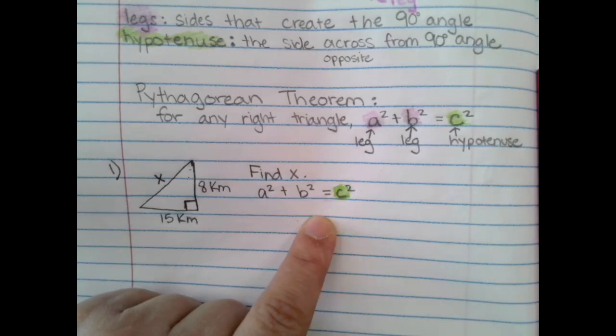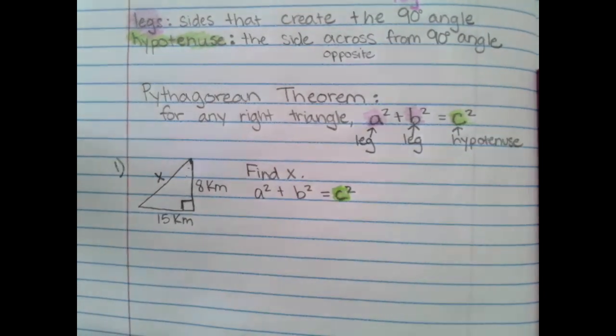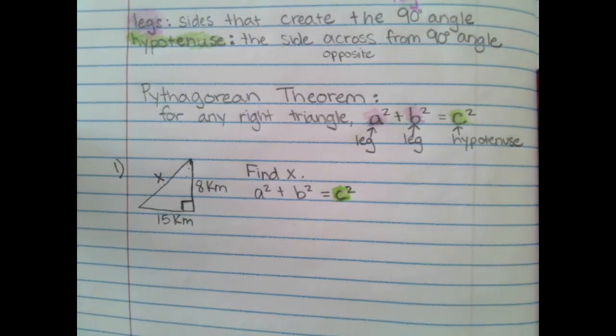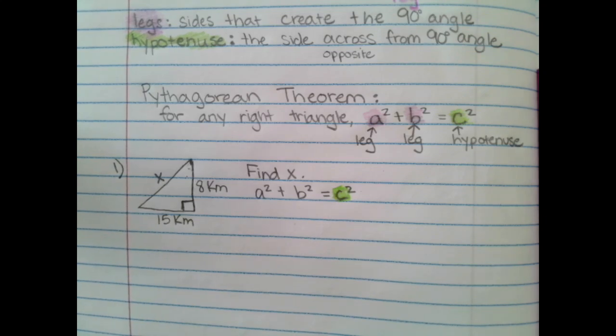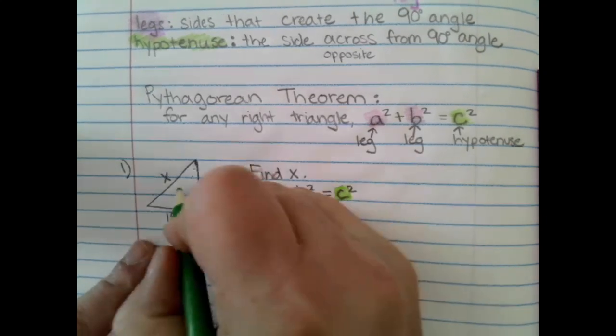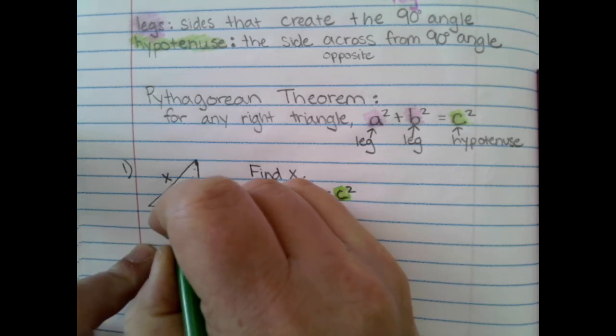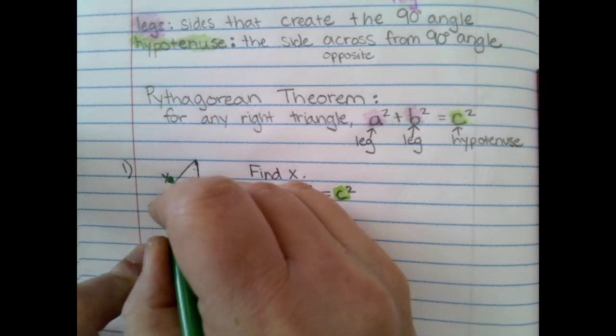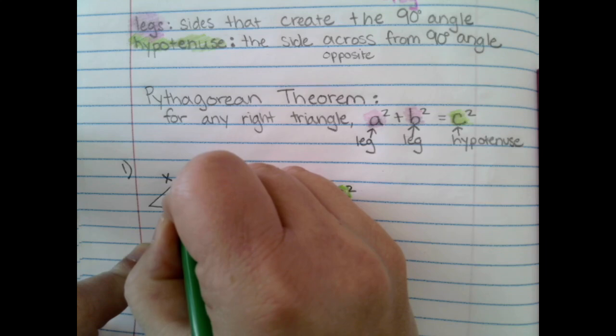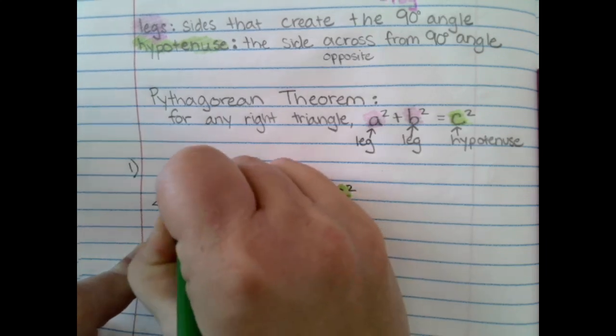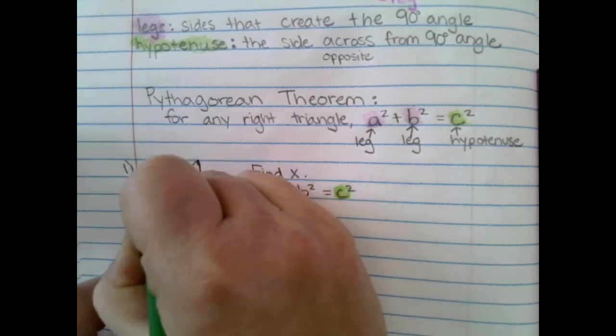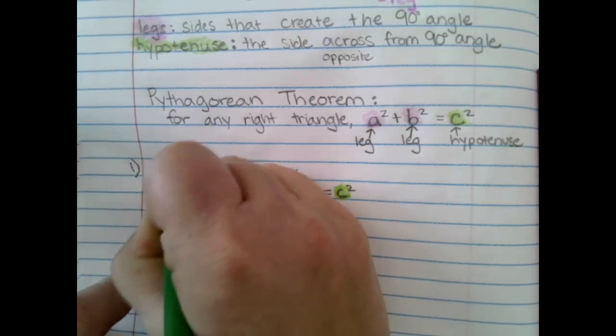C is our hypotenuse. So which one is the hypotenuse in this triangle? X. How do you know? The only side we don't have, and it's right across, across from that 90. So our hypotenuse is x. Good.